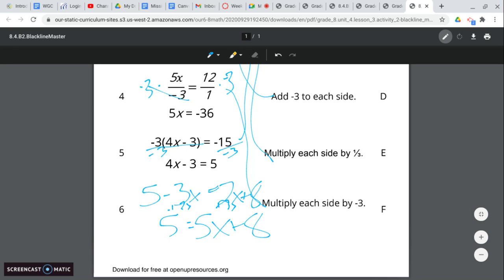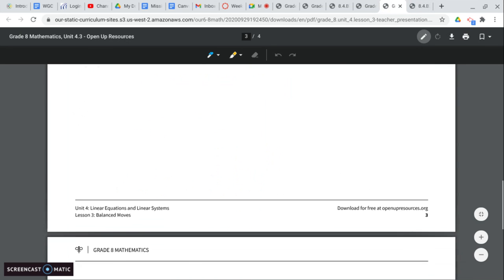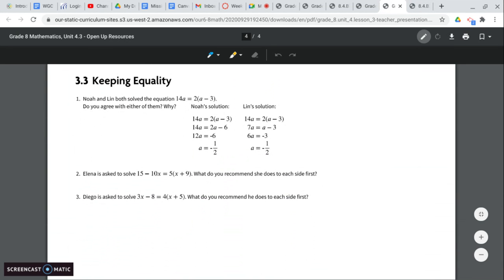So equal is your key word for this lesson, equal. All right. So keeping equality, Noah and Lynn both solved the equation 14a equals 2 times the quantity a minus 3. Do you agree with either of them? Why? So let's take a look at what they did.